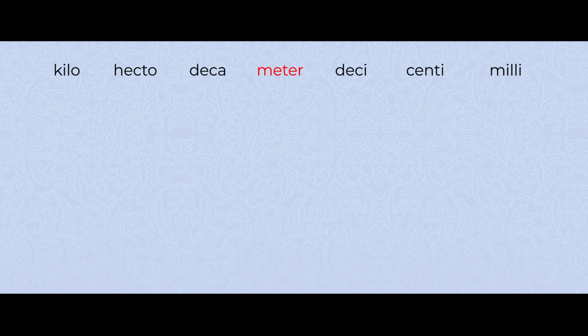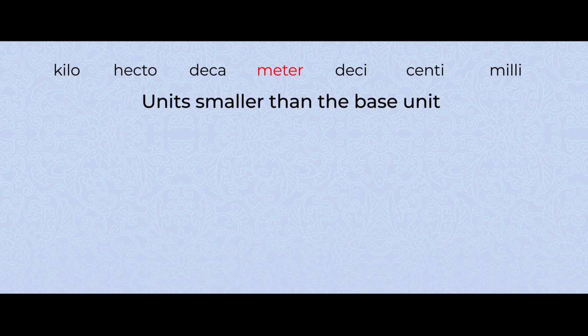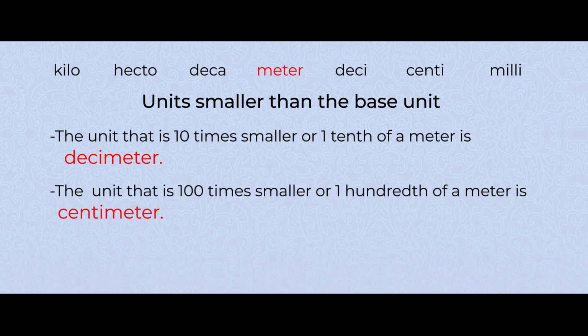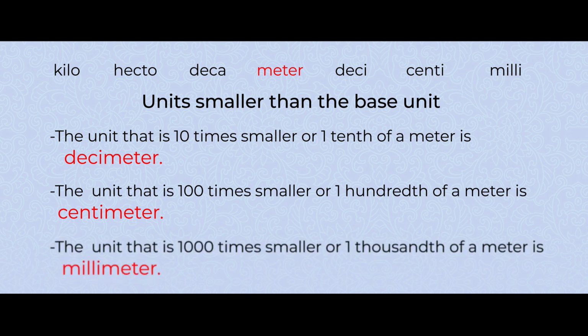The system also has prefixes that show units smaller than the base unit. The unit that is 10 times smaller, or 1/10 of a meter, is decimeter. The unit that is 100 times smaller, or 1/100th of a meter, is centimeter. The unit that is 1000 times smaller, or 1/1000th of a meter, is millimeter.